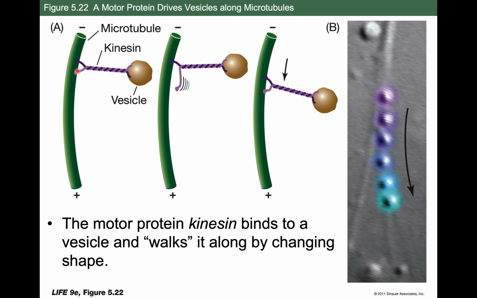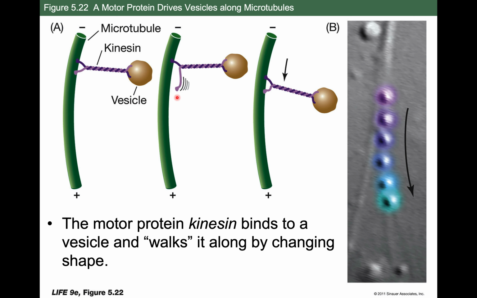So at one end it can bind to the microtubule. At the other end it will bind to something like an organelle or a vesicle. And using energy from ATP, that motor protein will change its shape and can literally walk along the microtubule. Or as I said, there's something similar happening along microfilaments as well, and thereby carrying that cargo along.